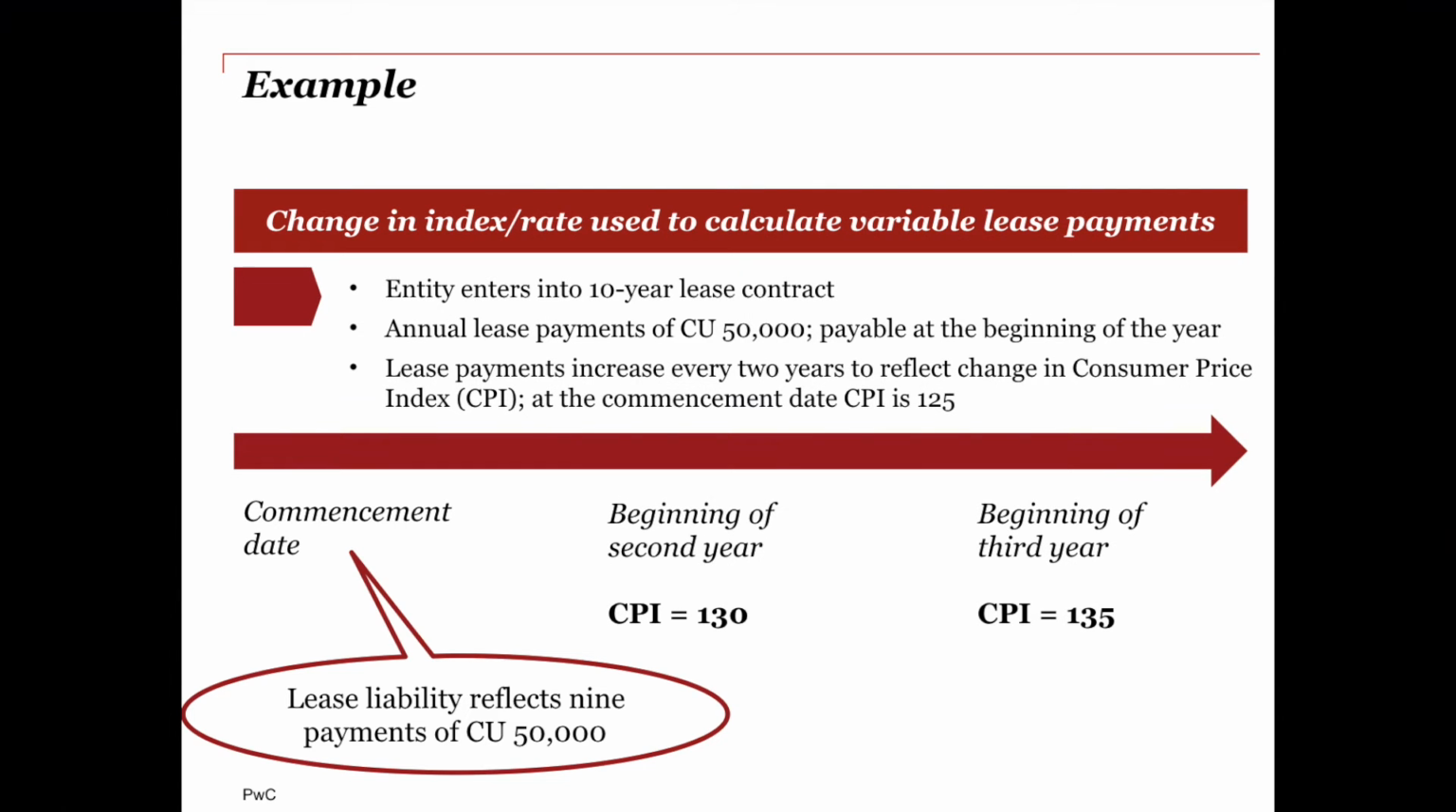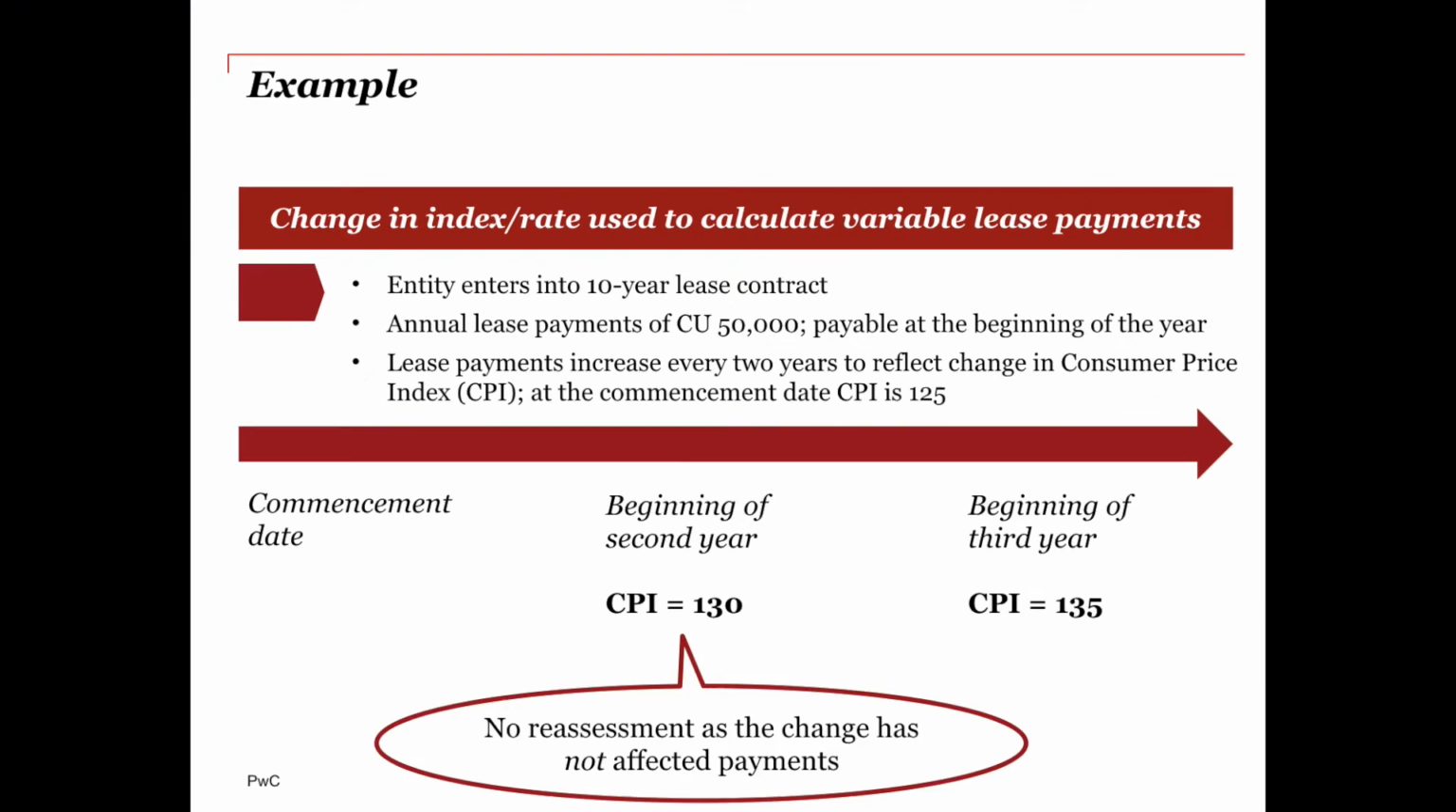On initial recognition, the lease liability is calculated based on the contractual lease payments of $50,000 for each year. Even if the consumer price index has changed at the beginning of the second period, the entity will not remeasure its lease liability because a change in cash flows has not occurred.